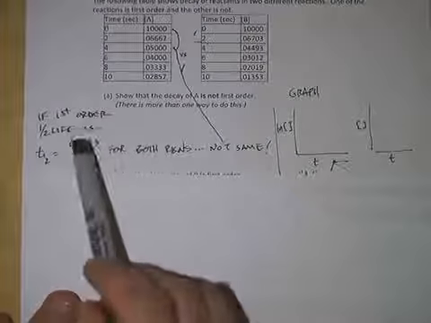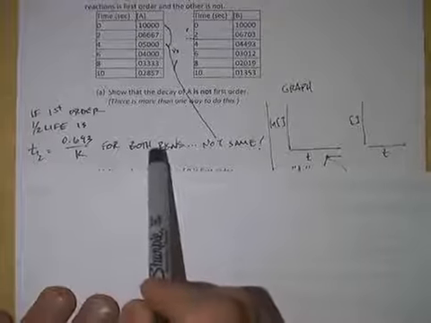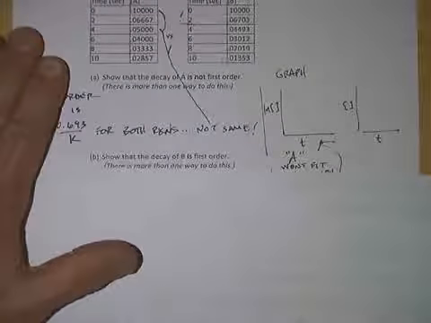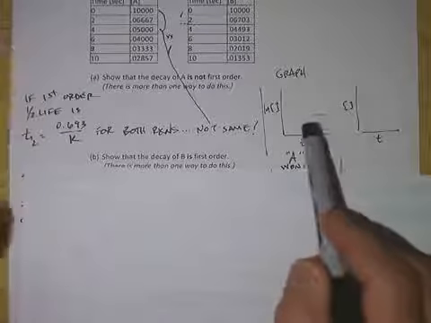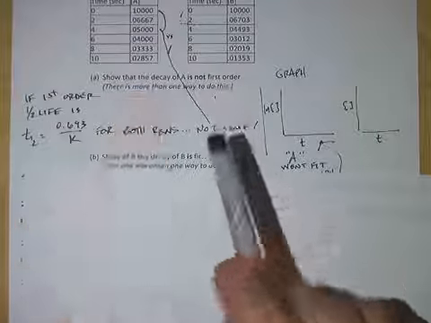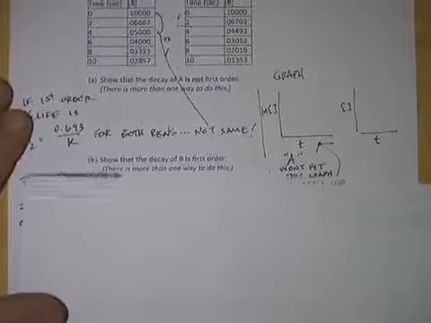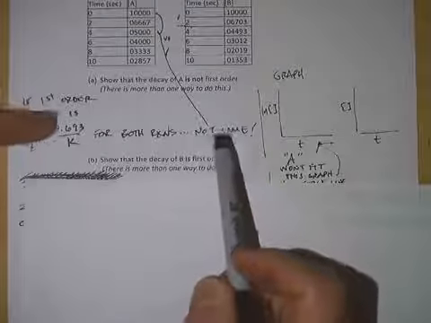I wrote down a couple of ways to do it. If it's first order, the half-life follows this, and try a couple numbers. If it's not the same, it's not first order. You could graph it. If it doesn't fit this with a straight line, then it's not first order. So there's more than one way to do this. Pick your favorite way.